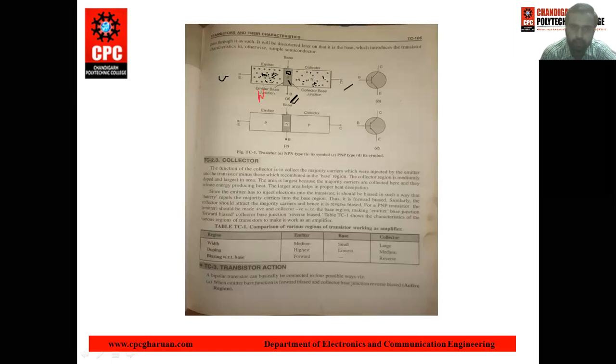This is how our NPN will be formed. Similarly, here it is PNP, so the P emitter is heavily doped, heavily doped with holes. The base is lightly doped, and this is N type, so it is lightly doped with electrons. The collector is mediumly doped. As shown in the figure, when the arrow points outer side, that means this is the symbol of the NPN transistor.